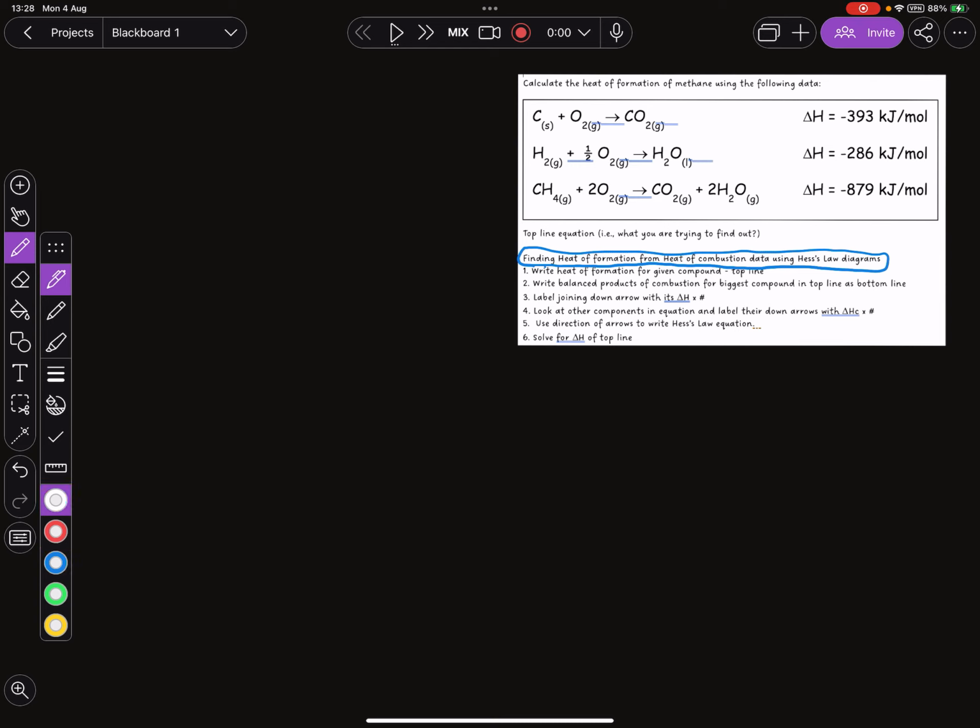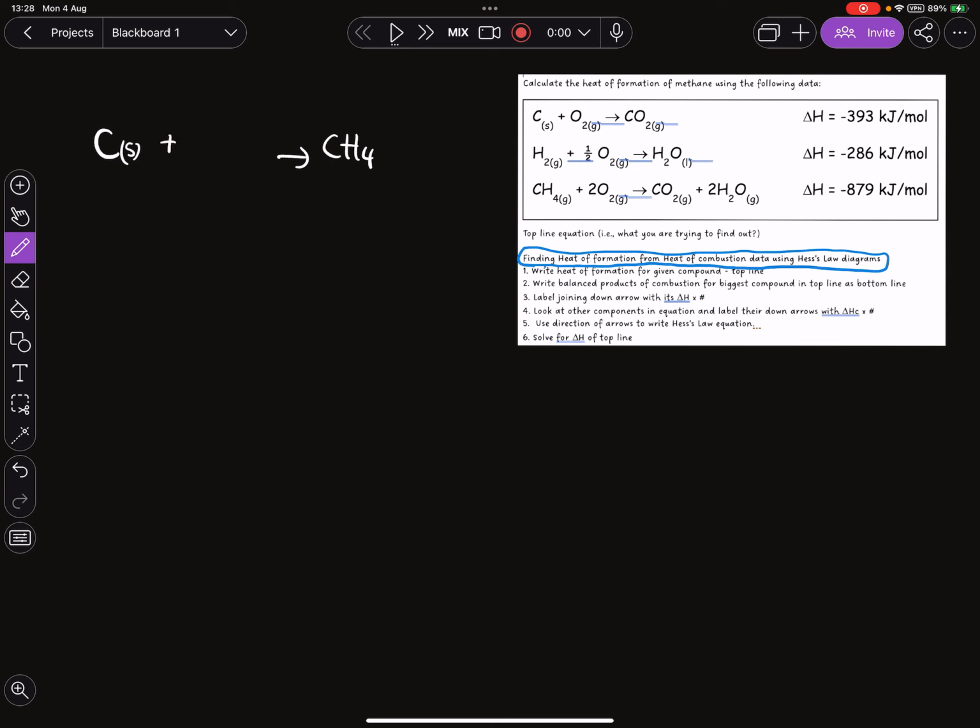So we follow our instructions and it says write the heat of formation for a given compound, and this is going to be what we're calling the top line. So we are going with methane, and heat of formation is the heat change when 1 mole of a substance, so in this case methane, is formed from its elements in their standard states. So you need to be aware that the carbon in CH4 is what it looks like in its standard state, so it's just C by itself, and hydrogen exists as H2, and to balance this I needed to have two H2s.